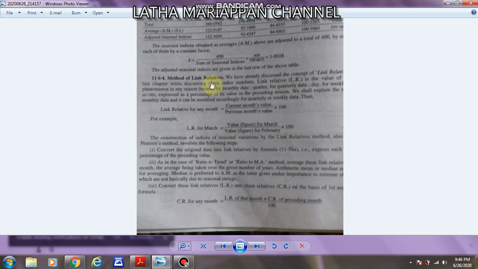Now let us see the formula for link relative before going to the table. To find the link relative, it is the current month value divided by the previous month value into 100. That's why the first data is nil, because the previous period we don't know. So we have to put nil. So the current period value is divided by the previous period value into 100. We'll see now.